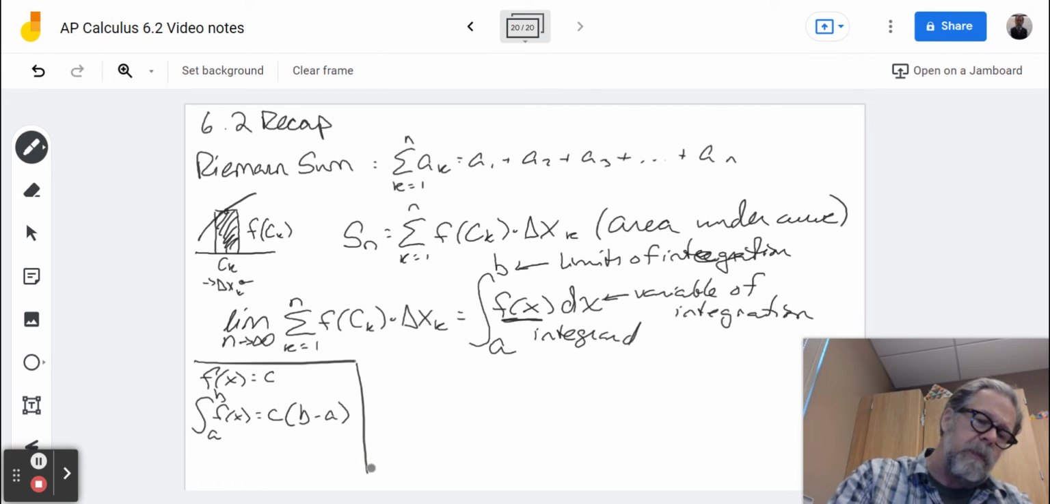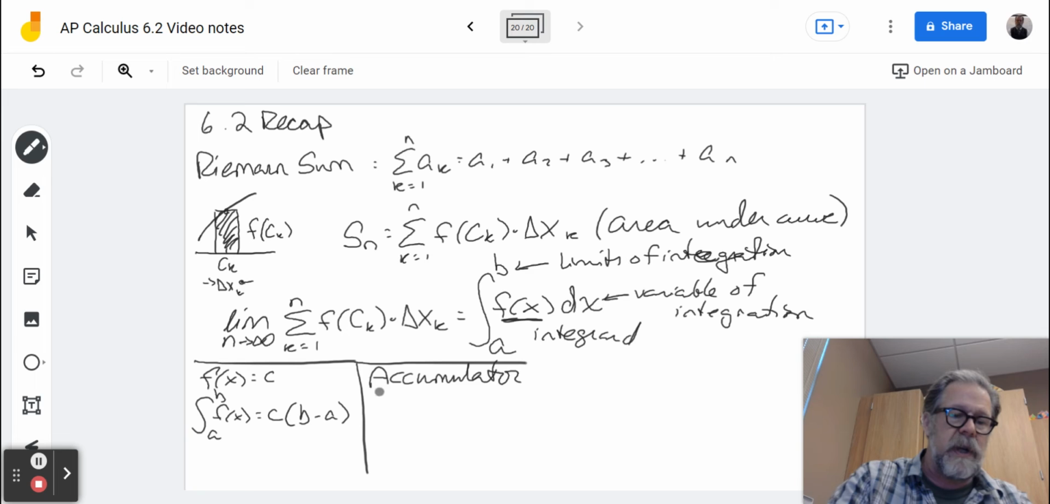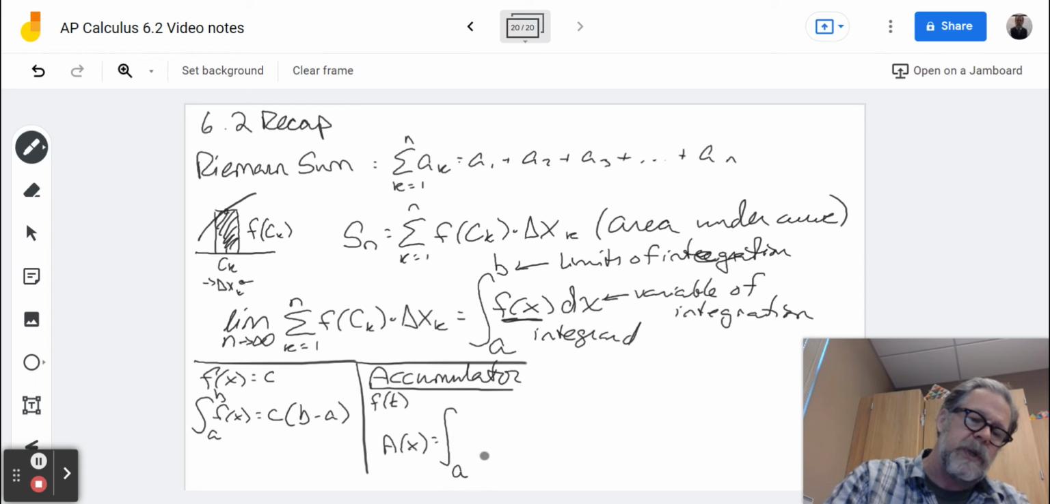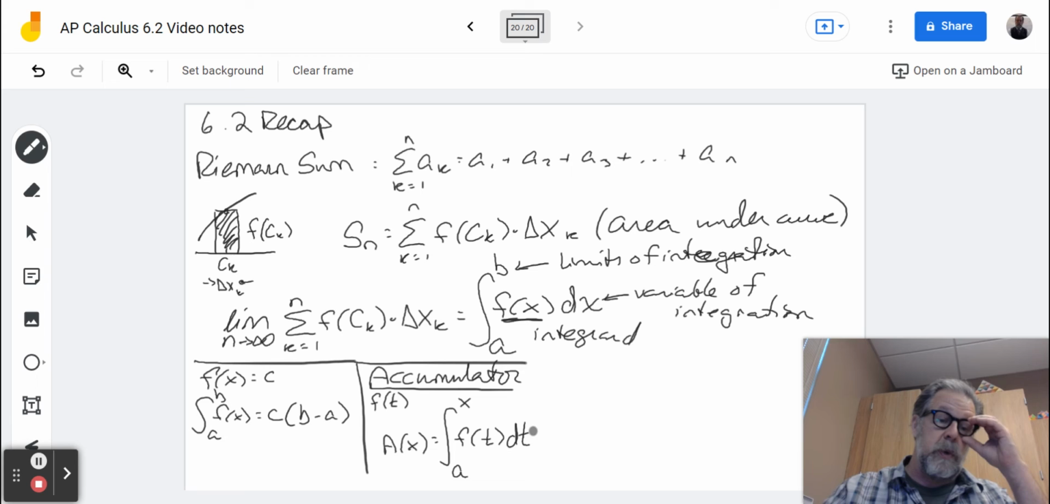We also looked at something called an accumulator function. And an accumulator function we use when we're piling stuff up. We're accumulating it. And the accumulator function says if we have something piling up at the rate f of t, or by the model f of t, the amount of stuff we have at time x is equal to the integral from when we started at a to time x of the function with respect to time.